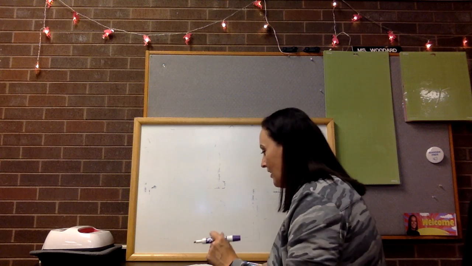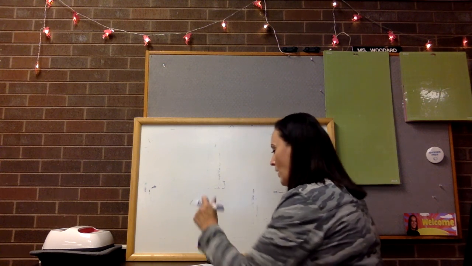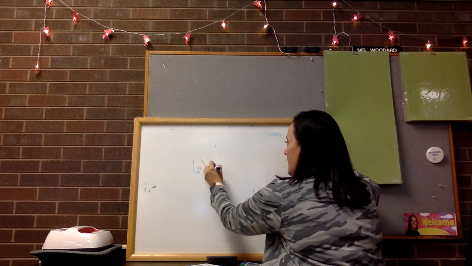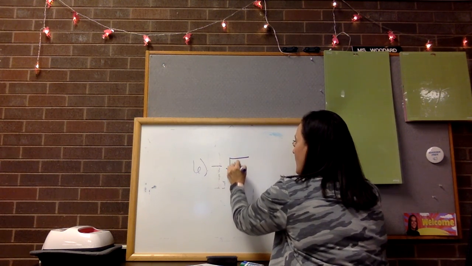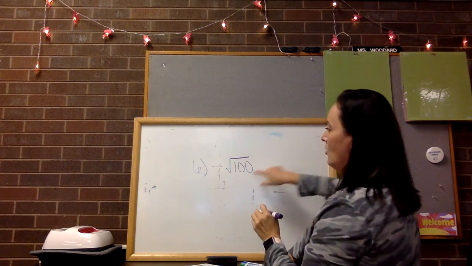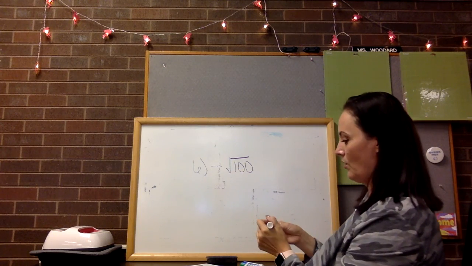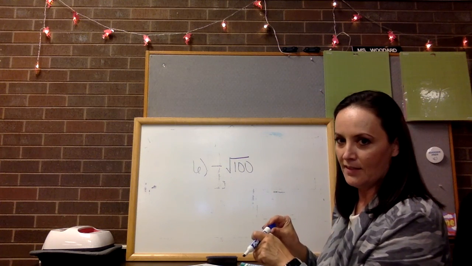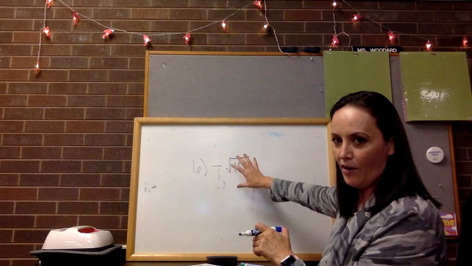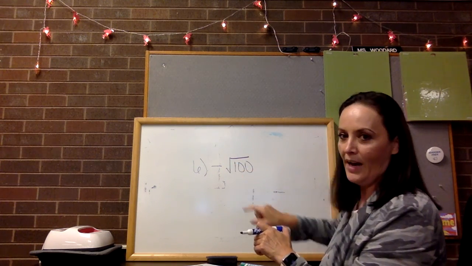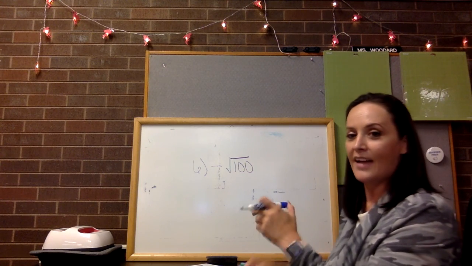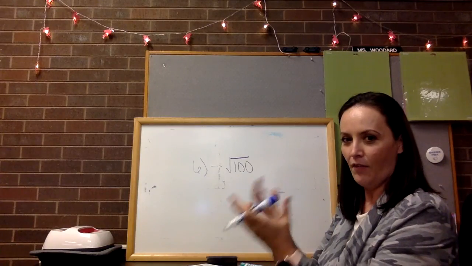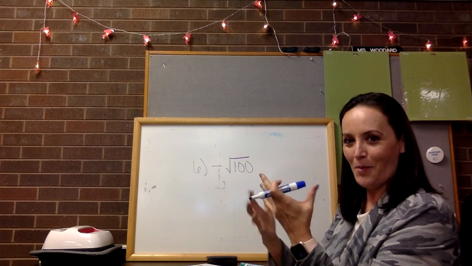Okay, so I want to take a look at a couple off of this worksheet. One of the questions was number 6. Number 6 said negative square root of 100. Now I want you to notice that that negative sign is outside of the square root. It is not underneath the square root. So we're not talking about something that is imaginary or irrational here. Irrational would have that negative on the inside, because you can't get a negative solution when you multiply a number times itself. You're always going to get a positive solution.